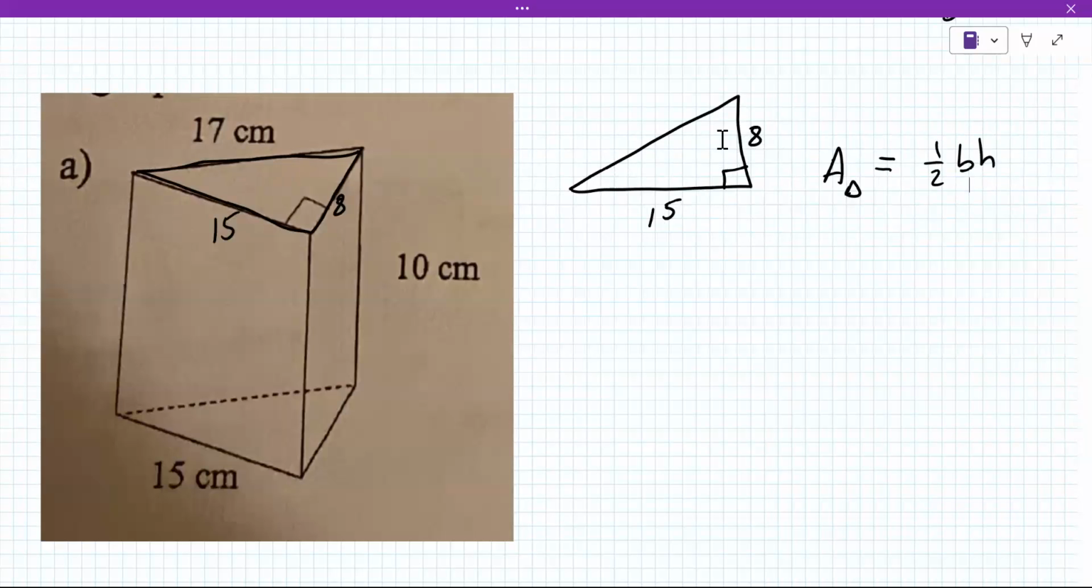Do you understand my question? What is the value of B? What is the value of H? Which side is the triangle base sitting on? The base is the 15 and the height is the 8.